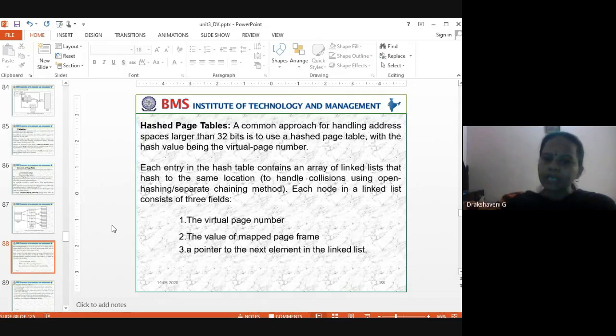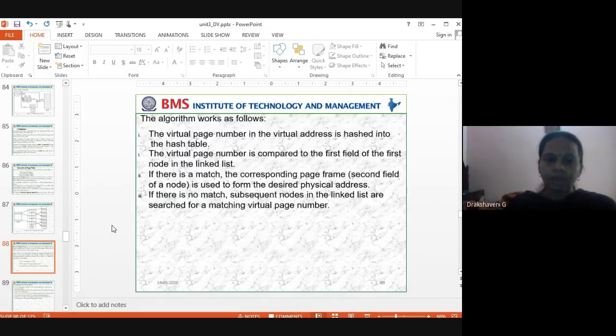So what is a linked list? A linked list is made of nodes. What will each node have? It will have its data as well as the next address. The next node's address is present in the one particular node, and this we call a linked list, which is used in the hash table.